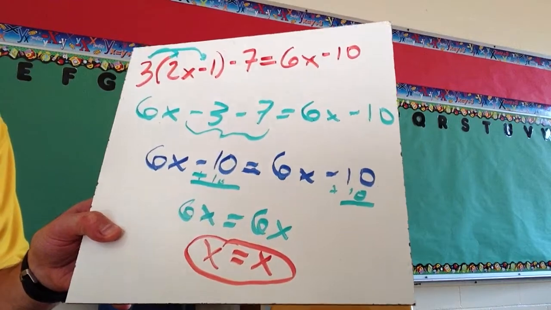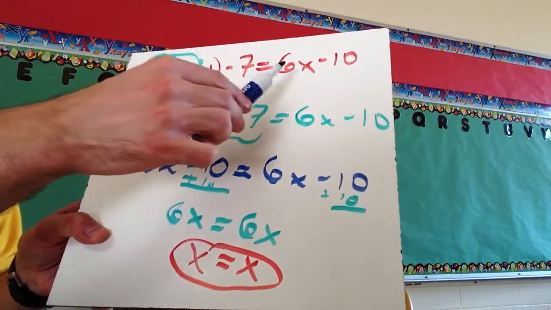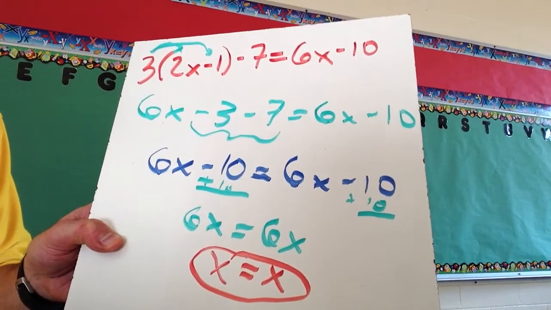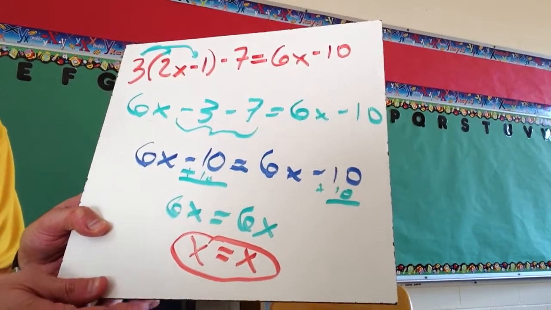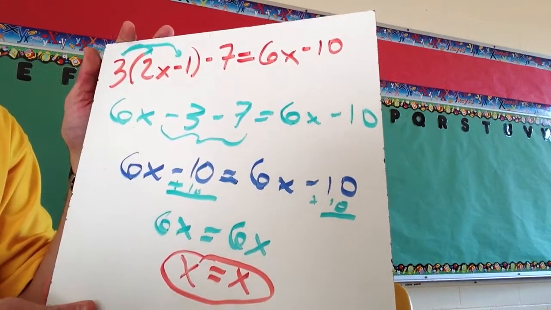And so this is when we write all real numbers, and it's because it doesn't matter what number you choose for x. That number could be positive or negative. That number could be a decimal or a fraction. As long as it is a real number and you substitute in for x, this statement will always be true.